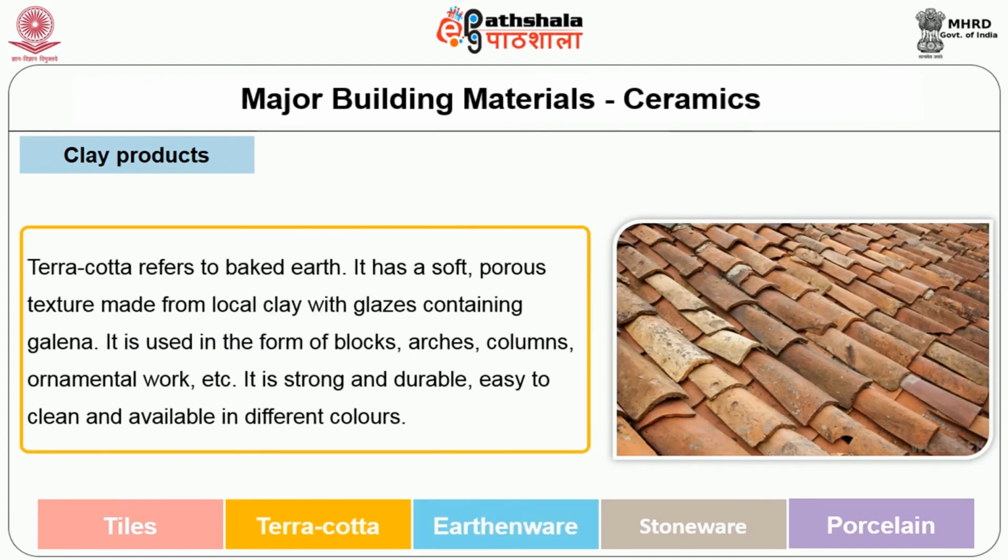Terracotta refers to baked earth. It has a soft porous texture, made from local clay with glazes containing galena. It is used in the form of blocks, arches, columns, ornamental work, etc. It is strong and durable, easy to clean and available in different colors.